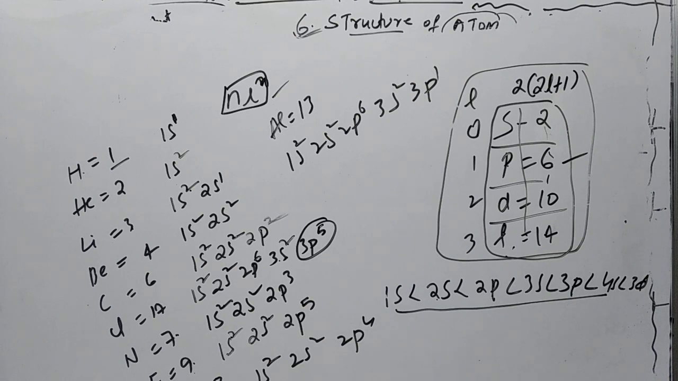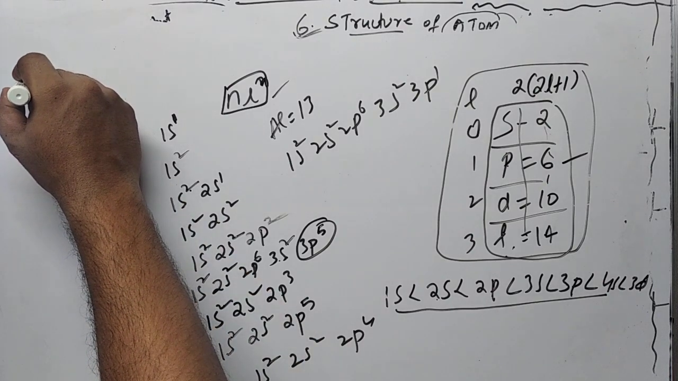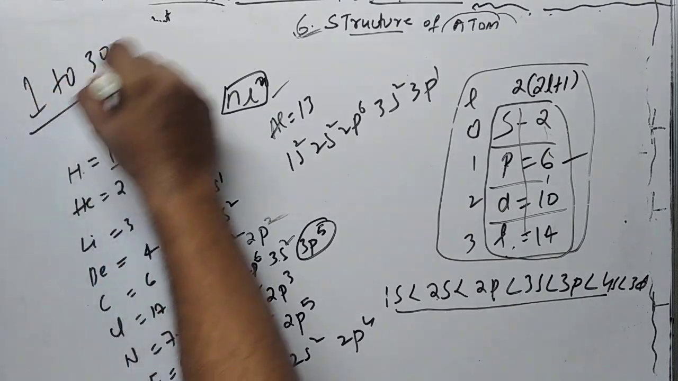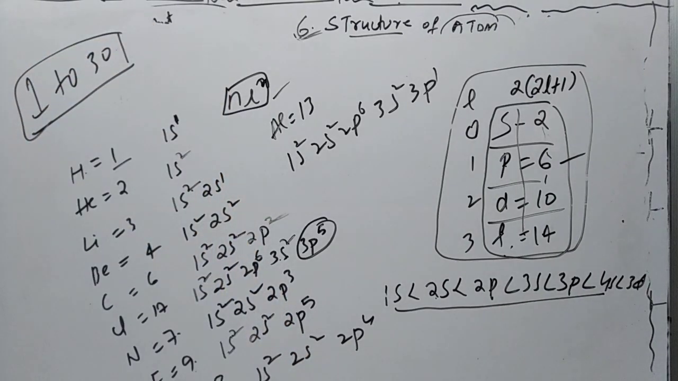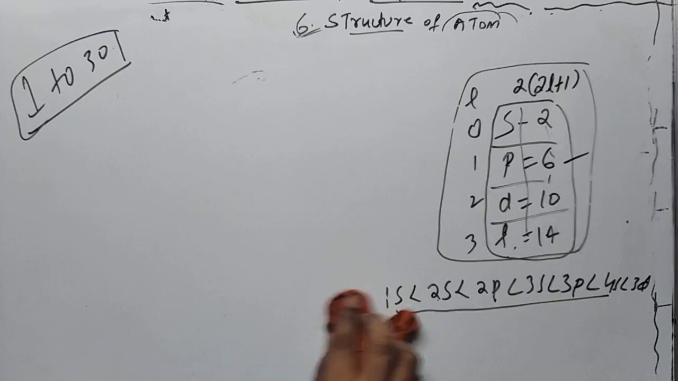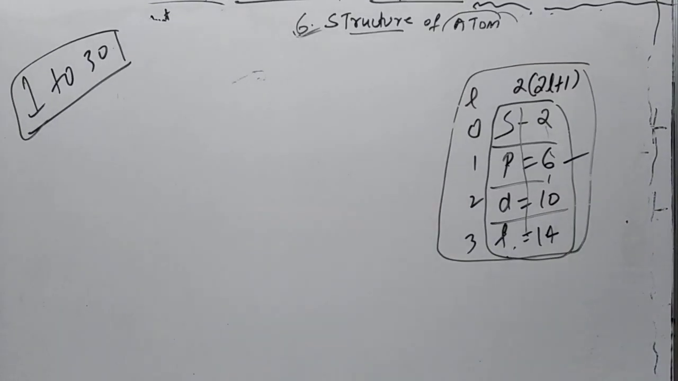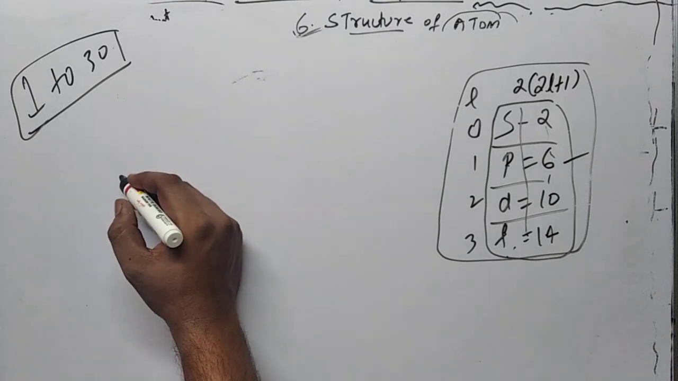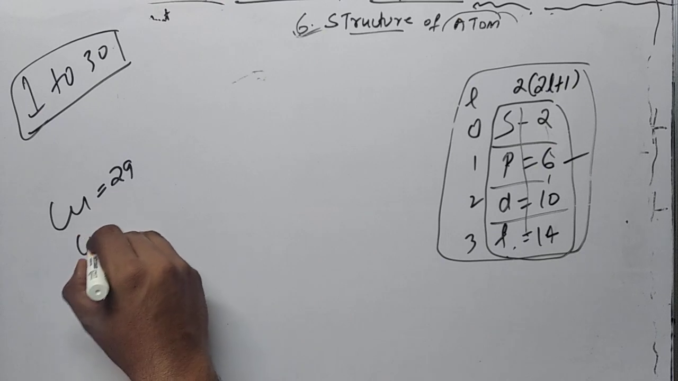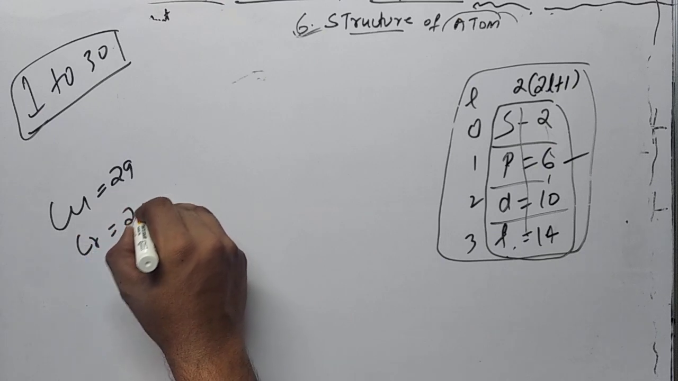Okay, so now you just try. It's your homework: try to write the electronic configuration of elements 1 to 30. If you see the electronic configurations of 1 to 30 elements, you may see some difference in copper, Cu, whose atomic number is 29, and chromium, whose atomic number is 24.